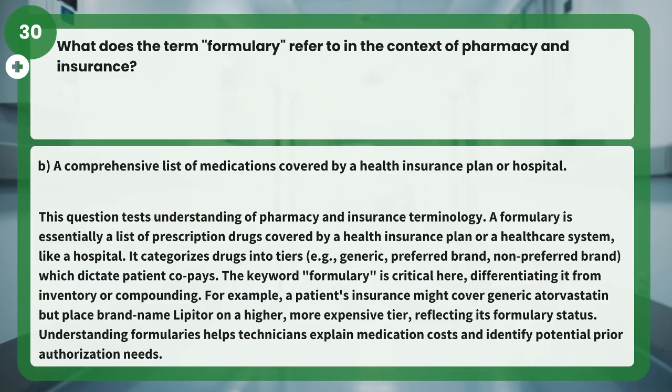This question tests understanding of pharmacy and insurance terminology. A formulary is essentially a list of prescription drugs covered by a health insurance plan or a healthcare system, like a hospital. It categorizes drugs into tiers: generic, preferred brand, non-preferred brand, which dictate patient copays. The keyword formulary is critical here, differentiating it from inventory or compounding. For example, a patient's insurance might cover generic atorvastatin but place brand name Lipitor on a higher, more expensive tier, reflecting its formulary status. Understanding formularies helps technicians explain medication costs and identify potential prior authorization needs.